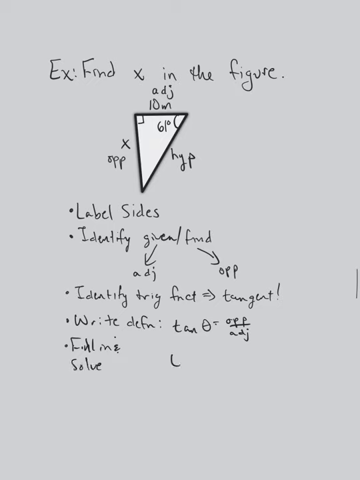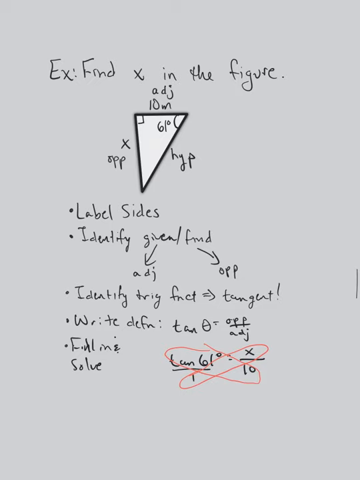All right, and so we're given the angle, so the tangent of 61 degrees is equal to the opposite, which is x, over the adjacent, which is 10. If we treat this as a proportion, now we're ready to solve. We can equate the cross products here. So here's one cross product, here's the other cross product.